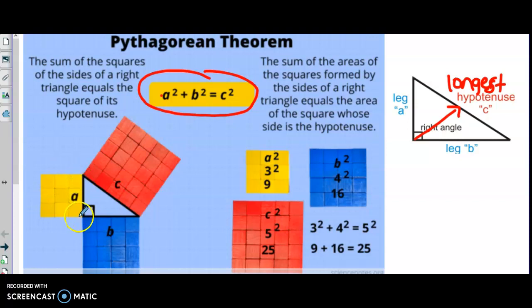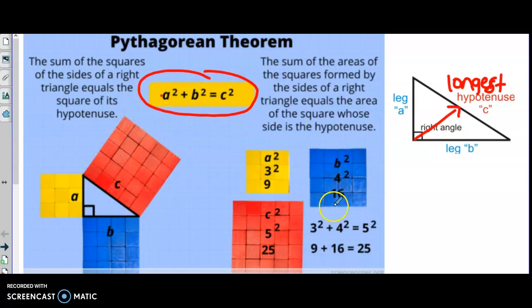So here the side length is 3. So if we found the area of that square, we would say 3 squared, which is 9. It's 9 blocks. That's the total area. For B, our side length is 4. So if we find B squared, which is really the area of that square, we would have 4 times 4, or 4 squared, which is 16. And then C. C has a side length of 5, and 5 squared is 25.